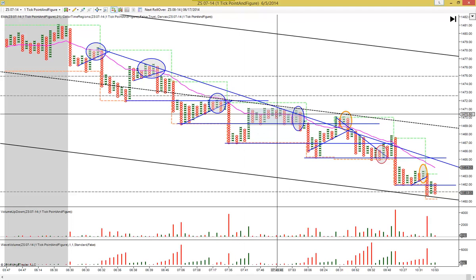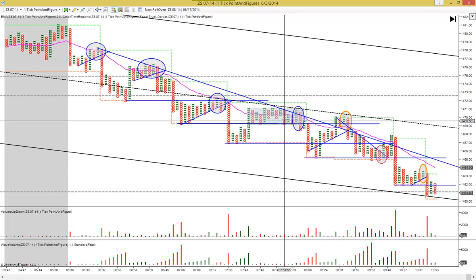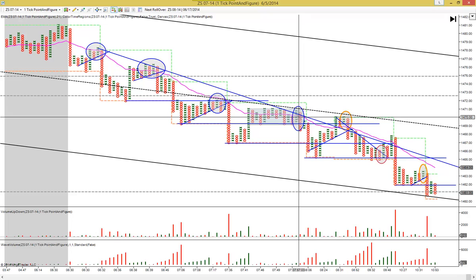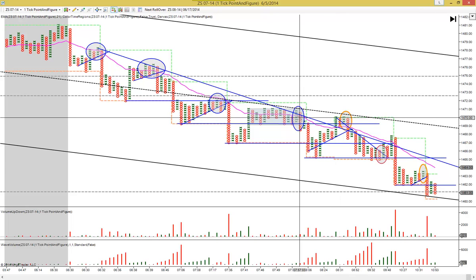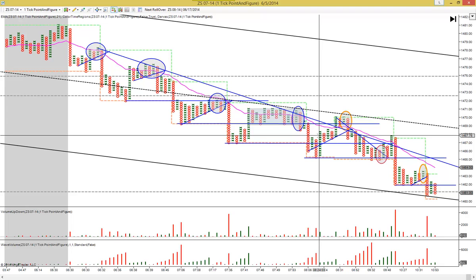Then we moved into this little tight congestion range area. First entry short right here, pullback, second entry short right on the trend line on the EMA. We had just tested the highs with no buying coming in, so I felt pretty comfortable about that. And down we went, got stopped right here on my runner.